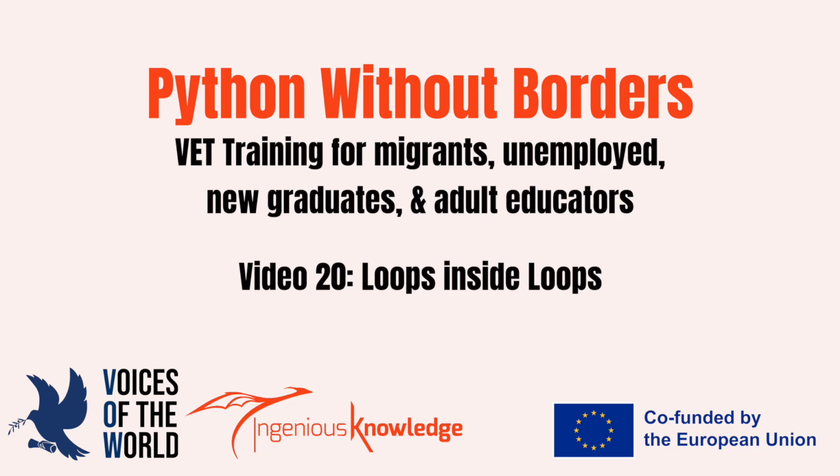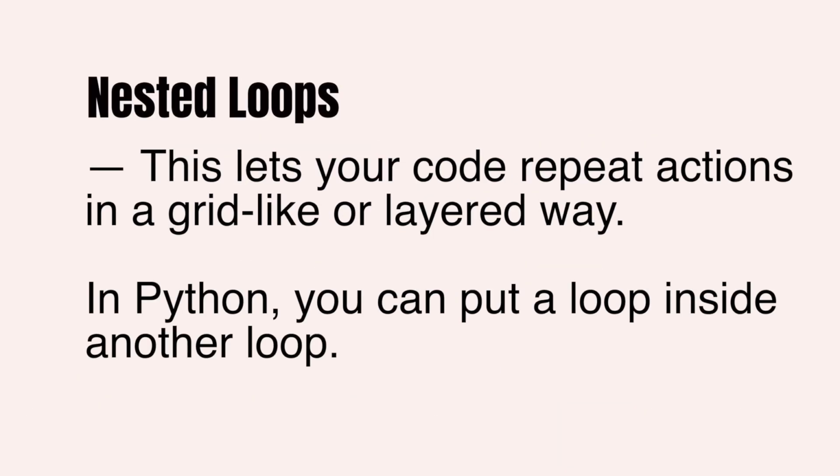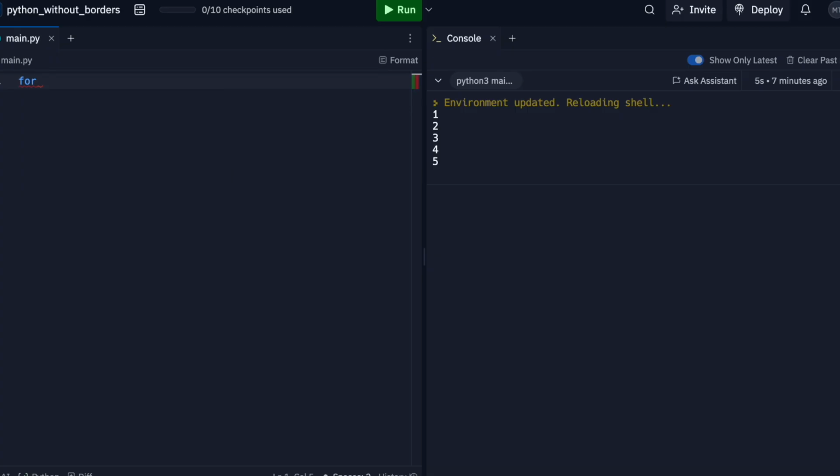So let's take a closer look at how to use a loop inside another loop, so a nested loop. This lets your code repeat actions in a grid-like or layered way. In Python, you can put a loop inside another loop. Here's how it works. So we're going to use a for loop.